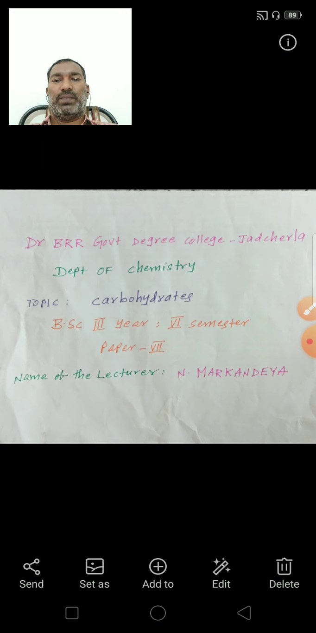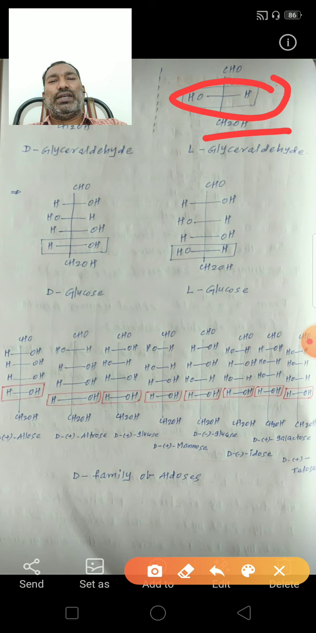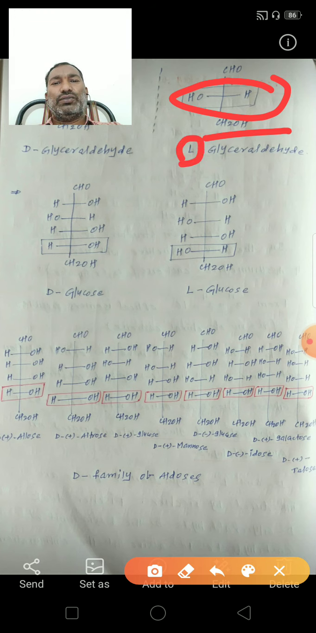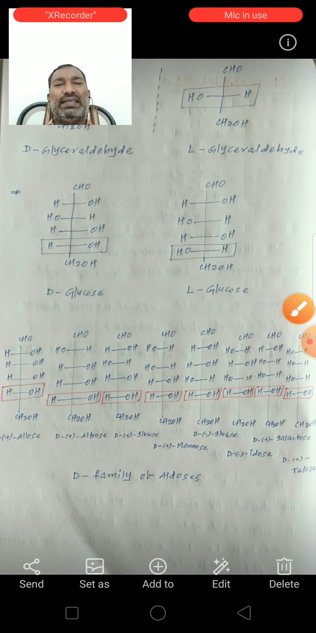See here, this is D-glyceraldehyde, and this is L-glyceraldehyde. In the one where the OH on the carbon above CH2OH is on the left side, this indicates L-glyceraldehyde.